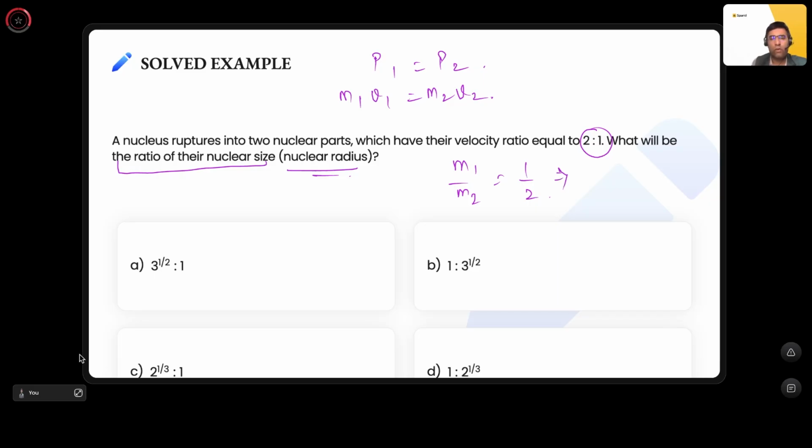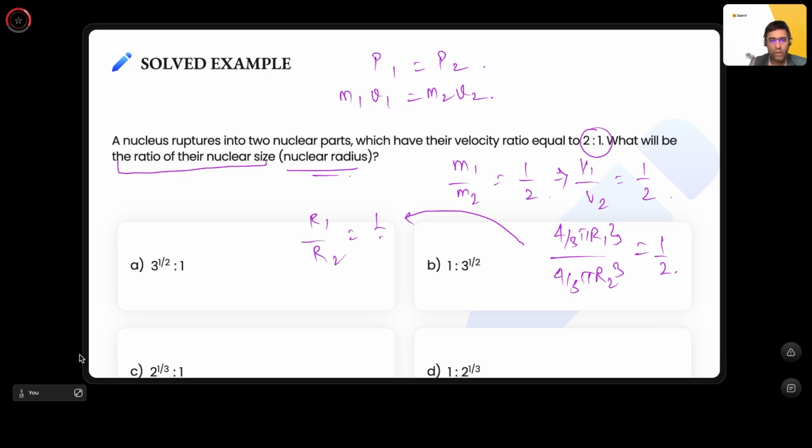Now mass we can write as volume into density, and densities of the nucleus will be the same. So the volume ratio V1 upon V2 will be 1 by 2. And volume we can write as 4 by 3 pi r cube. So 4 by 3 pi r1 cube upon 4 by 3 pi r2 cube will be equal to 1 by 2. So from here we can say that r1 by r2 will become (1 by 2) to the power 1 by 3. All right. So this will be my answer.